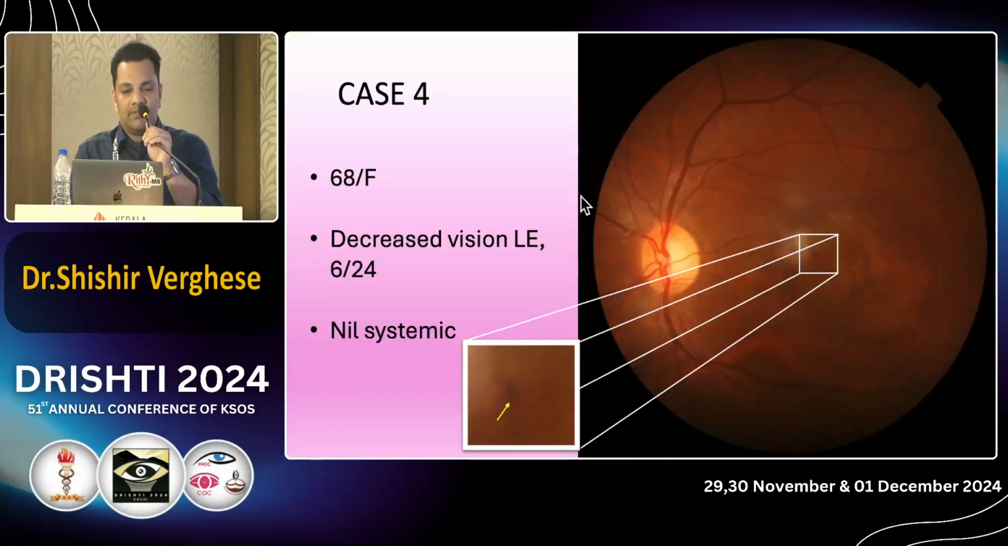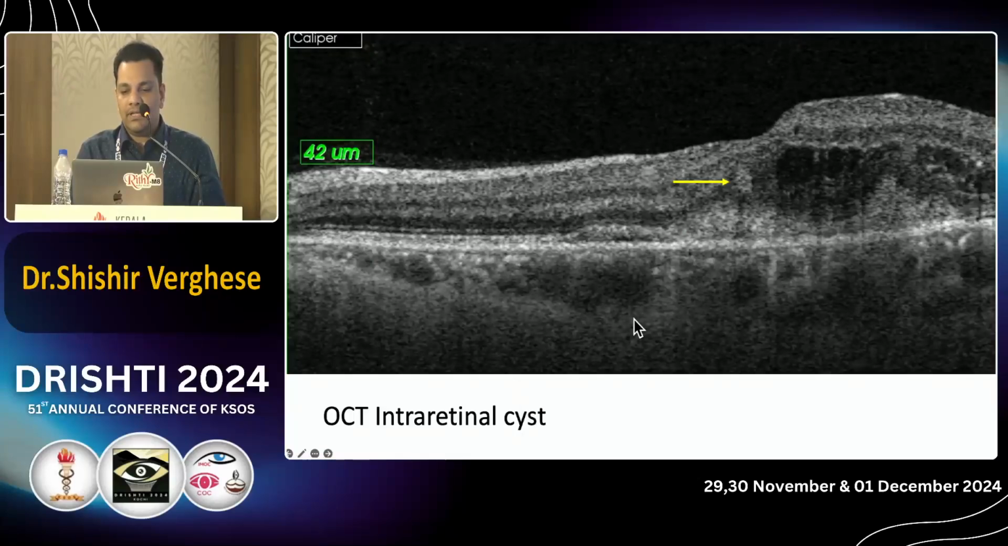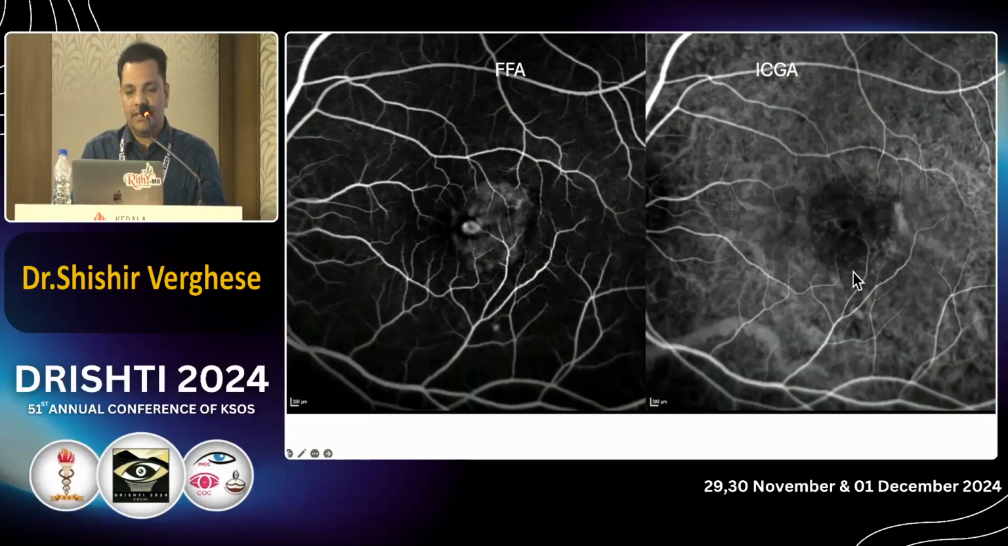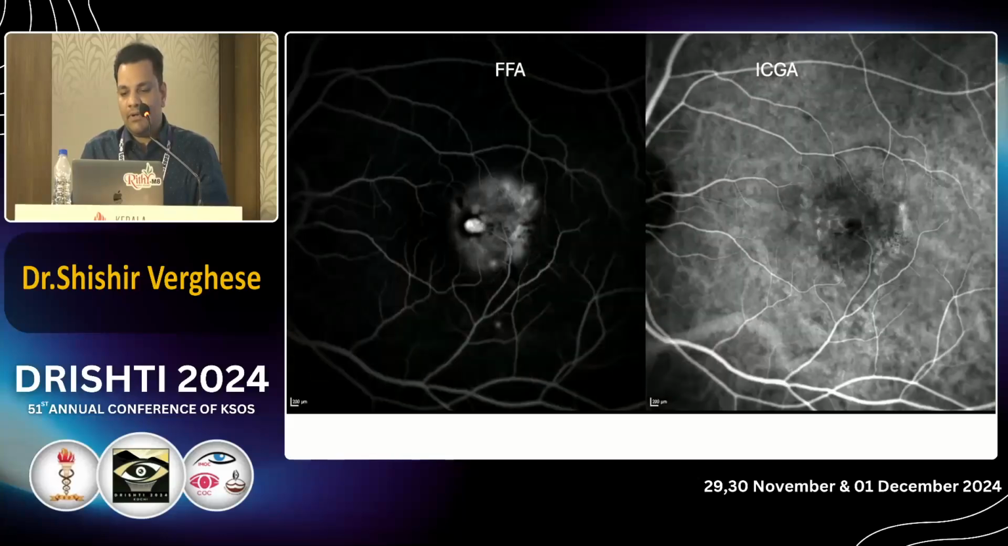So coming to another case, 68-year-old female, decreased vision left eye, no systemic illnesses. When you look at the fundus photo, you have this small intraretinal hemorrhage there, which I have magnified. On the OCT, you get this small intraretinal cyst with hyperreflective material just below that. We do the FFA and the ICG, and then we see that this vessel is actually dipping deep and connecting into the choroidal vessel on the ICGA. So these are the early frames, and once you go to the late phase, there is pinpoint leakage and a fuzzy hyperfluorescence, and you can also see this vessel connecting deep into the choroidal vasculature.